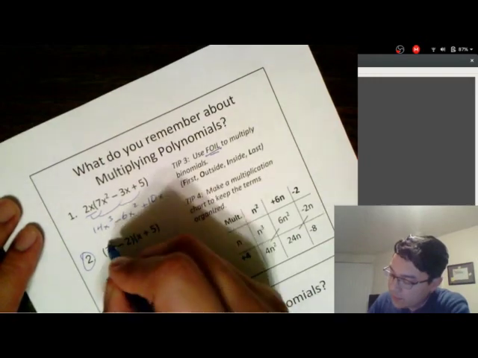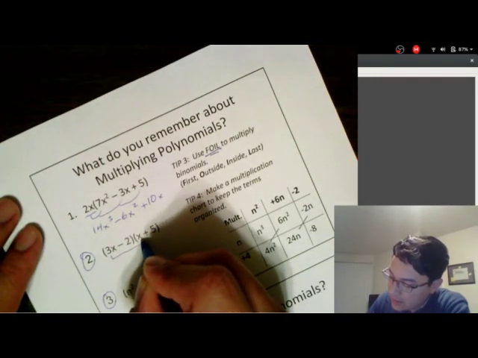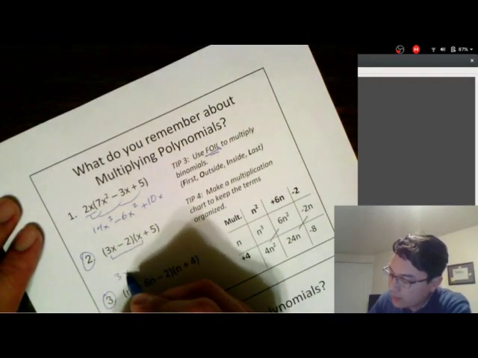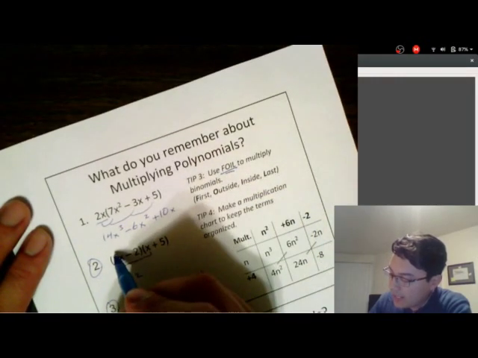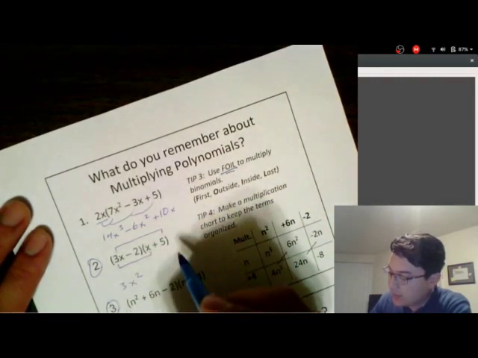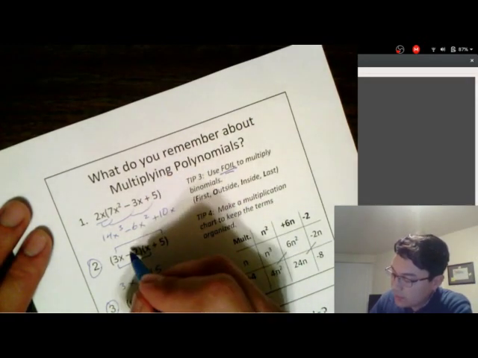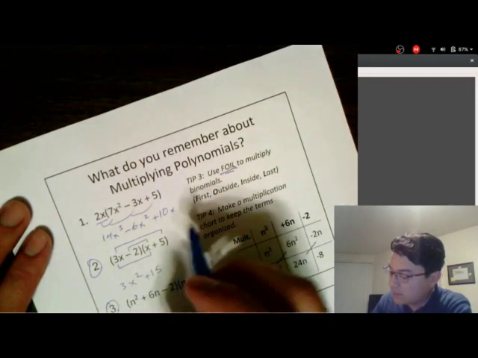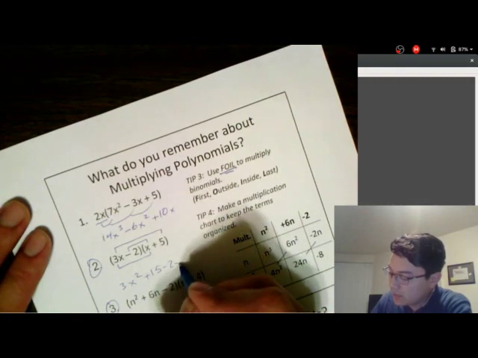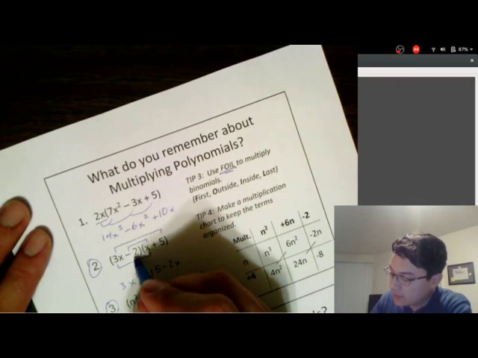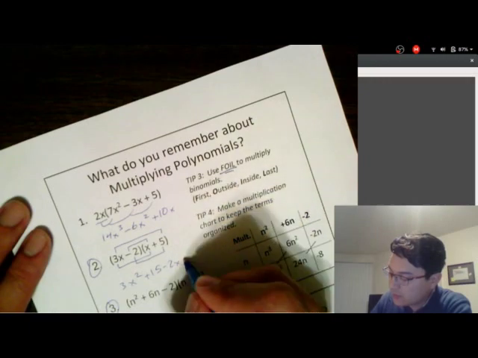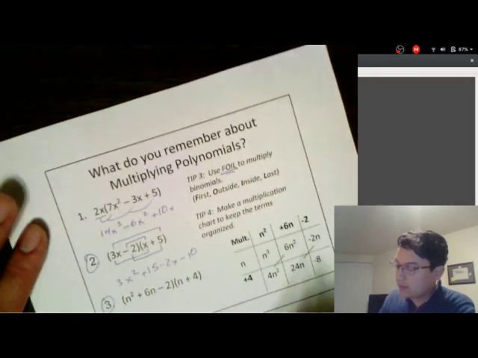We're going to multiply the first two terms together. So 3x times x, that's 3x squared. Okay. We'll do the outside two terms. 3x times 5 is 15x. And then we'll do the inside two terms. Negative 2 times x is negative 2x. And then the last two terms, which will be negative 2 times 5, which is negative 10.